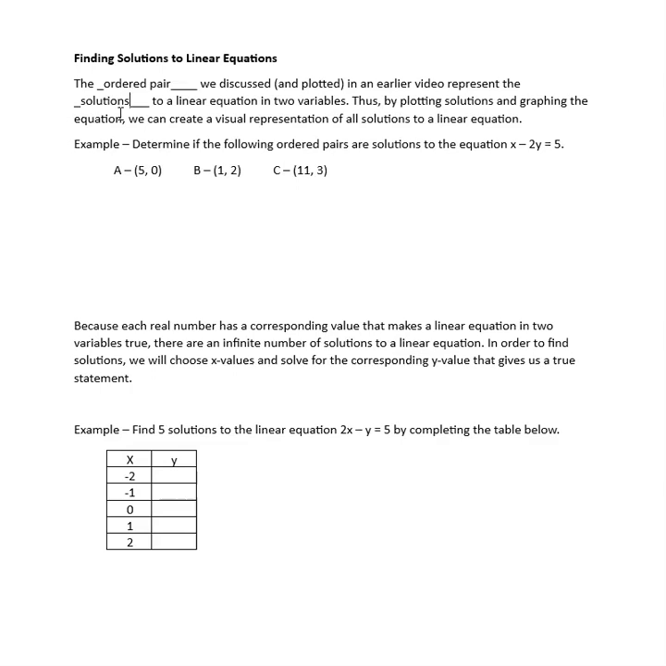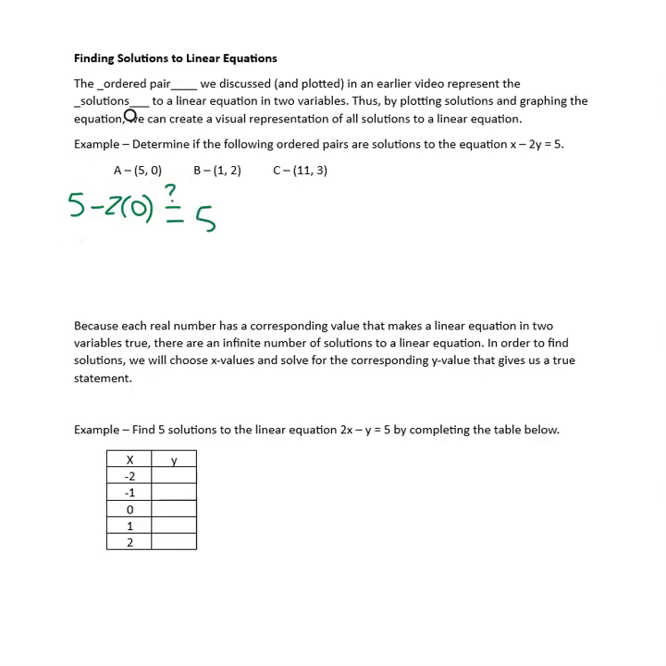Well, remember that in an ordered pair, the first number always represents the x value or the x coordinate. The second number always represents the y value or the y coordinate. So if we want to determine whether or not they are a solution to the equation, we simply plug in the x and y and then determine if we get a true statement. So let's start first with A. In place of x, we're going to plug in 5. In place of y, we're going to plug in 0. And then we're going to test to see, do we get a true statement?